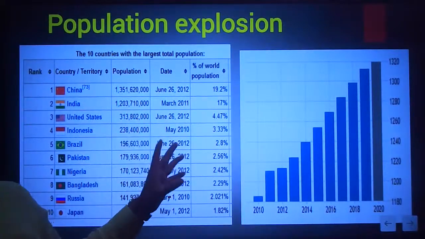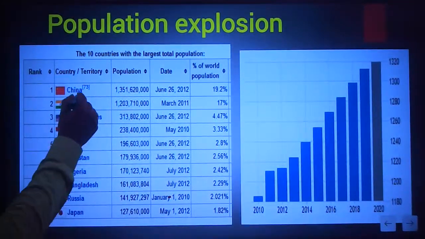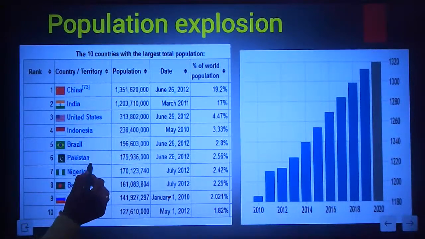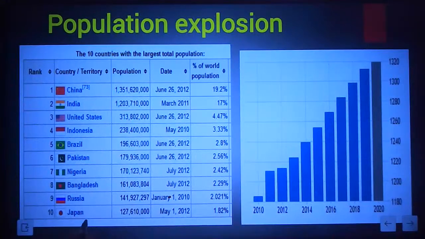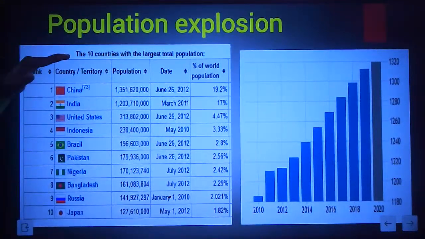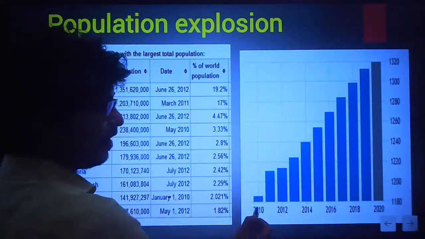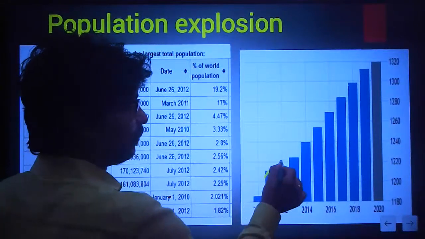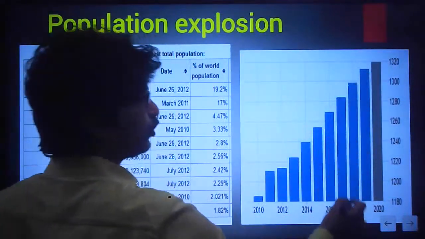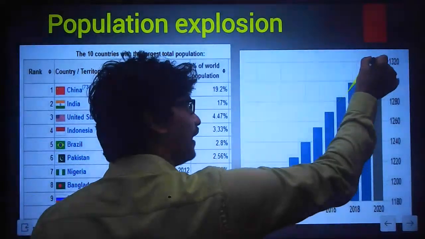So India is the second largest country when you take the list of 10 countries: India is second, then the United States, Indonesia, Brazil, Pakistan, Nigeria, Bangladesh, Russia, and finally Japan. These are the top 10 countries by largest world population. But when you look at the statistics in this diagram, the bars show the population starting to increase right from 2010, and when it reaches 2020, the numbers start going exponential.